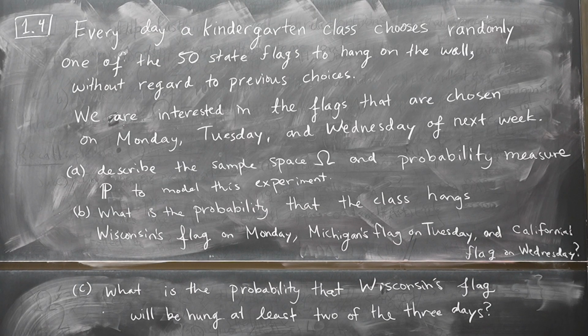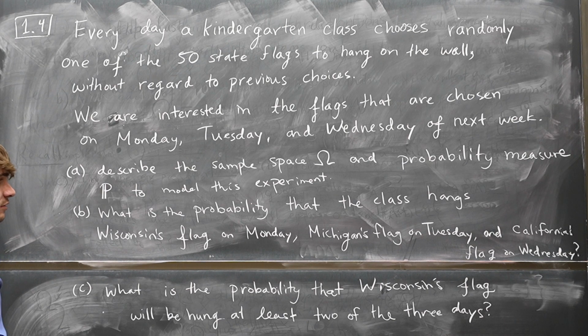Today we're going to be looking at this problem. Every day, a kindergarten class chooses randomly one of the 50 state flags to hang on the wall, without regard to previous choices. We are interested in the flags that are chosen on Monday, Tuesday, and Wednesday of next week. Part A states to describe the sample space omega and probability measure P to model this experiment.